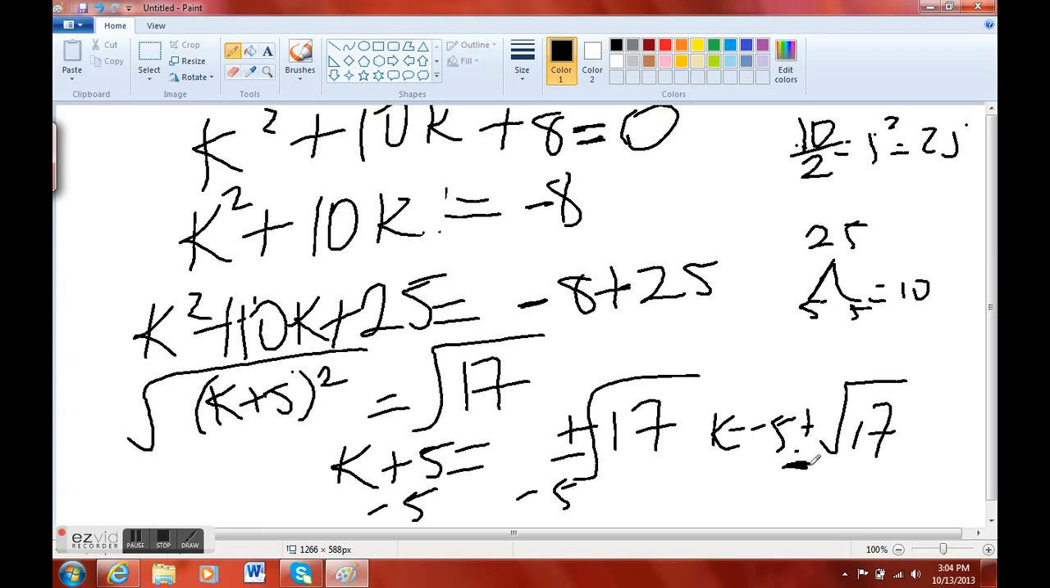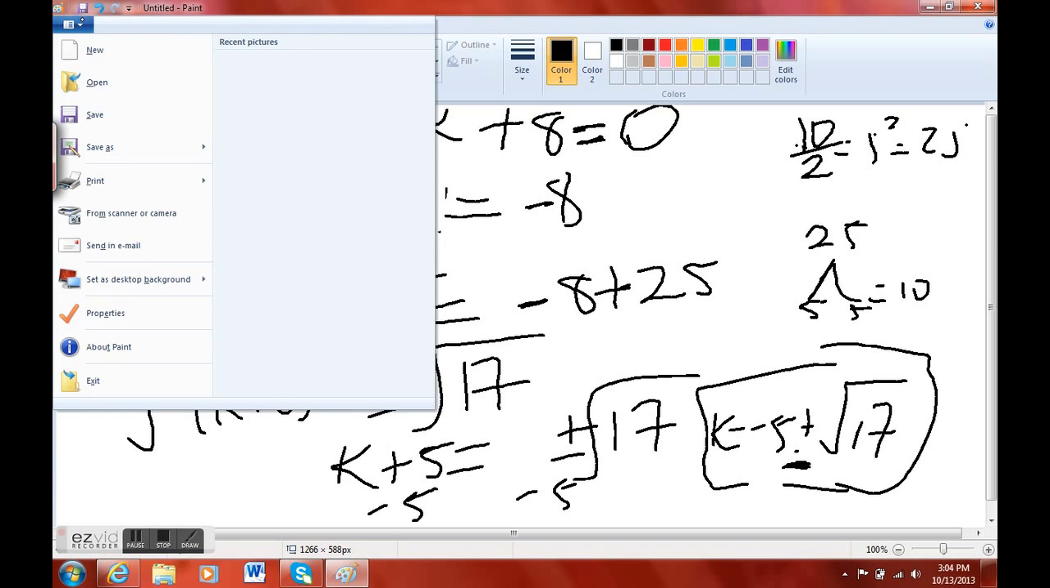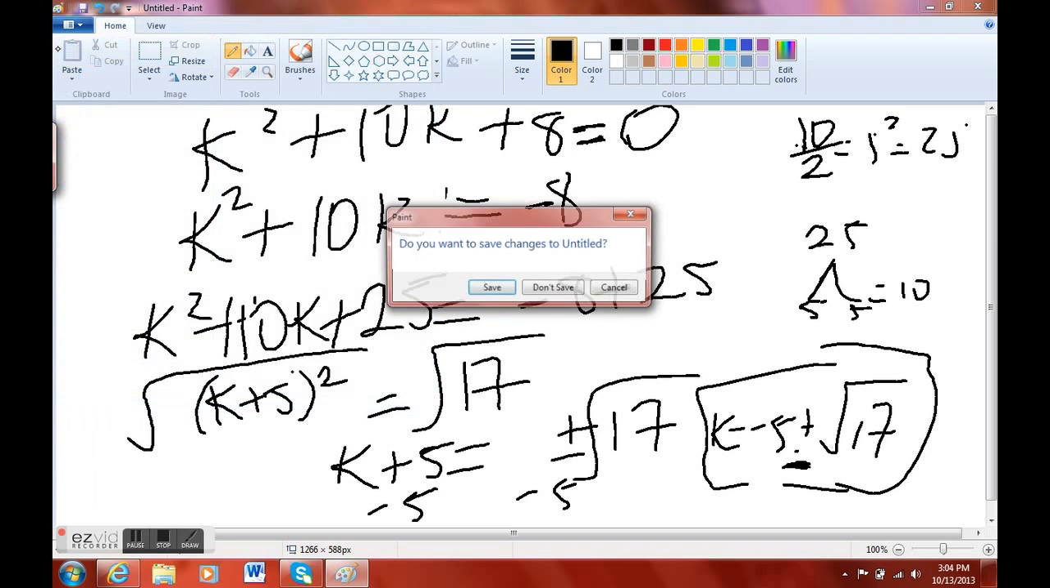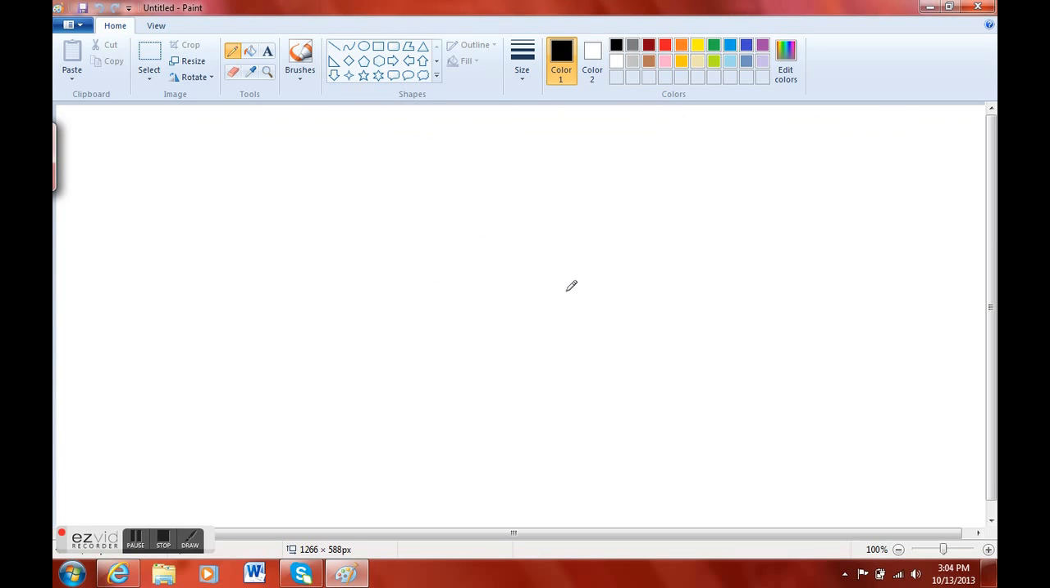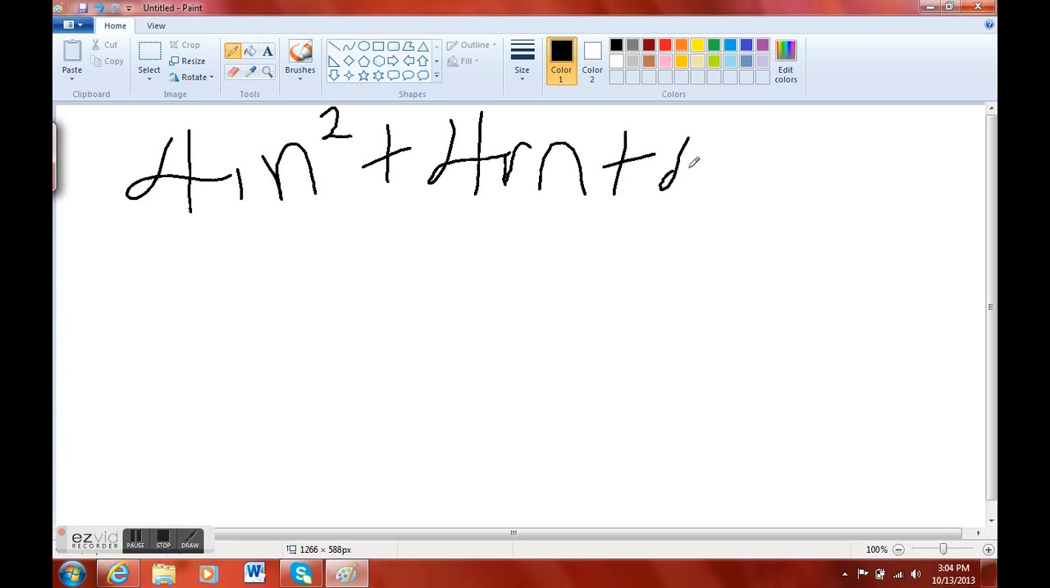Okay, so this is the problem you're gonna try. Here it is. You're gonna try 4m squared plus 4m plus 42 equals. So write it down. Don't try to solve it yet, but write it down. And you'll do something with it.